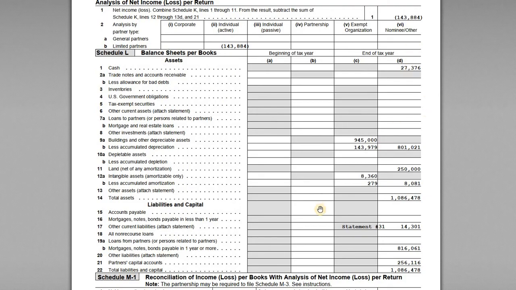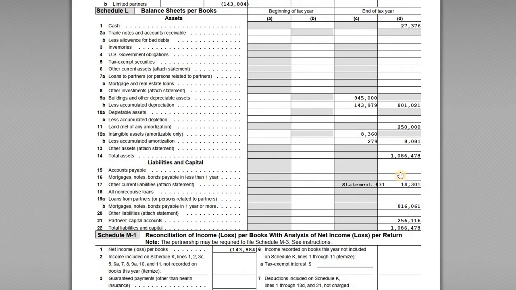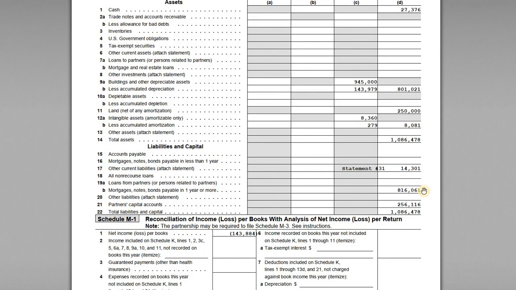So we've got the cash up there. There's our intangible, the loan origination costs, $945,000. That's the building itself plus the improvements, and then the other 5-year property as well. $250,000 there. Report on land 11 is the land, right? And then in the liability section here, we got the tenant security deposit, the credit card liabilities, and then the mortgages, notes, and bonds payable for a year or more. That's the mortgage on the property, right? So $816,061 is the outstanding amount of debt.